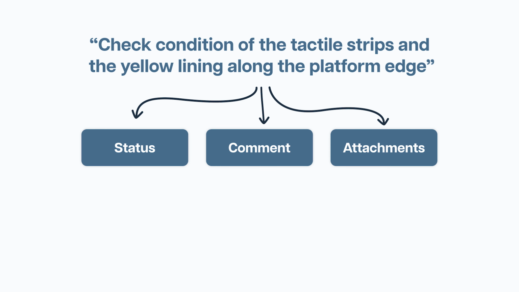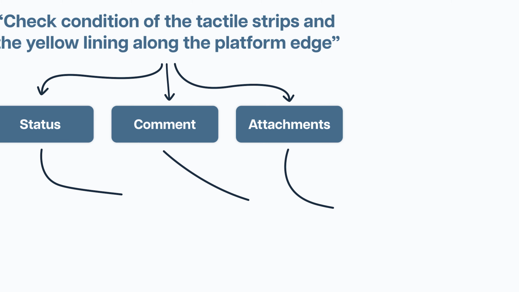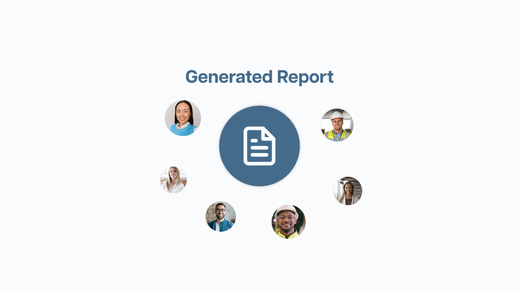All of this, the status, comments, and photos, is automatically linked to each checklist item and will appear in the final report. This makes it fast and simple to share findings and insights with your team, helping everyone stay informed and aligned.